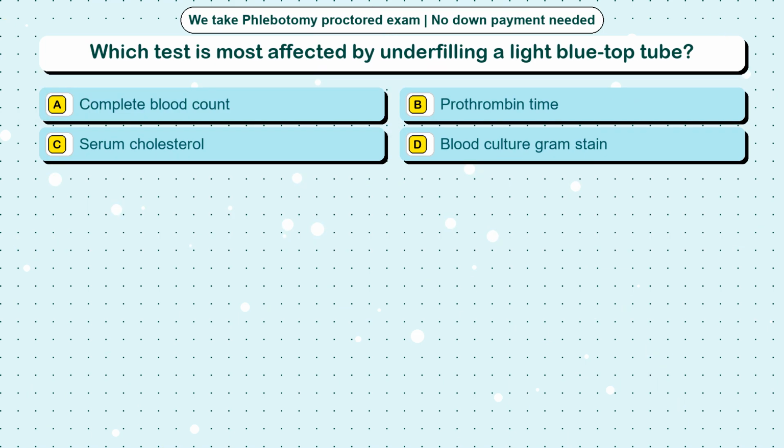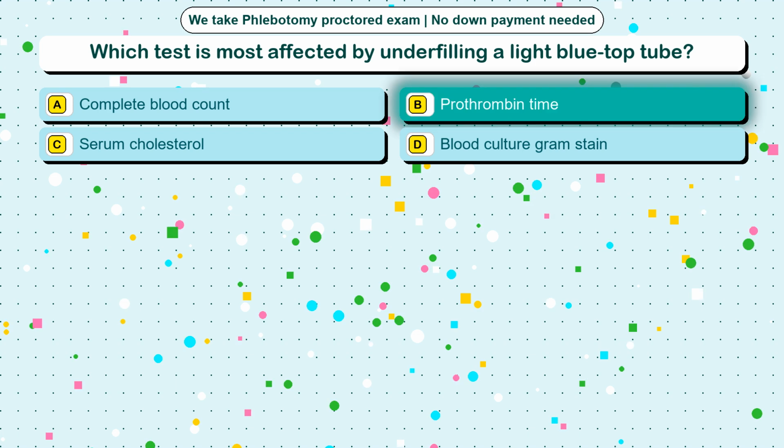Question 40. Which test is most affected by underfilling a light blue top tube? Option A, complete blood count. Option B, prothrombin time. Option C, serum cholesterol. Option D, a blood culture gram stain. The correct answer is option B, prothrombin time.